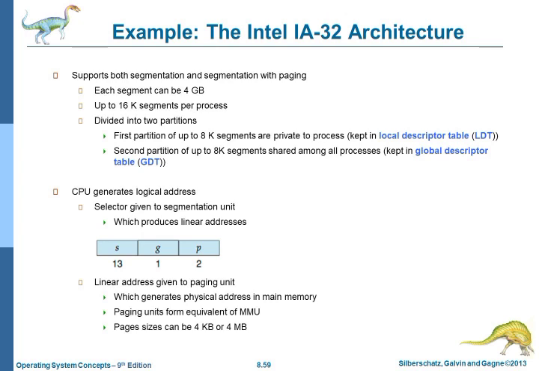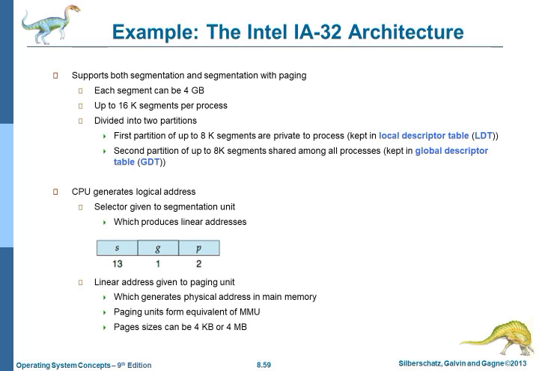First, it supports both segmentation and segmentation with paging. Each segment can be 4 GB. Next, there are up to 16K segments per process, divided into 2 partitions. The first partition of up to 8K segments is private to the process and kept in the local descriptor table. The second partition of up to 8K segments is shared among all processes and kept in the global descriptor table.